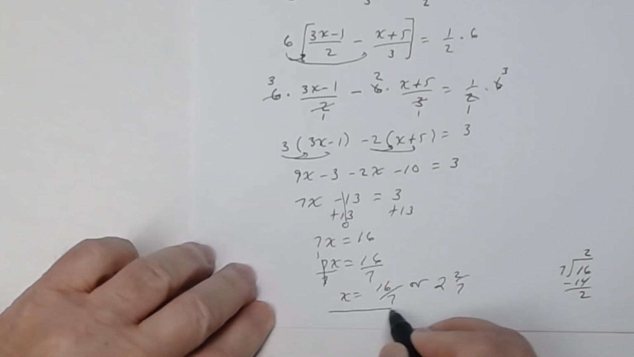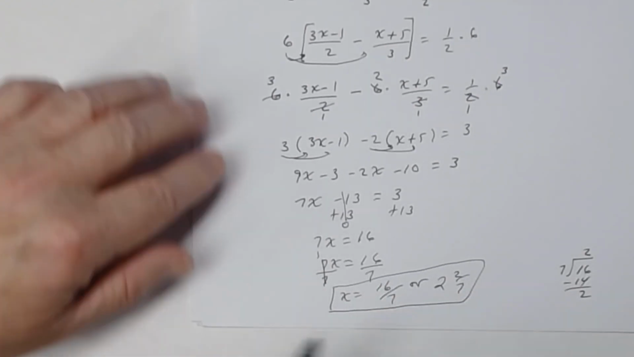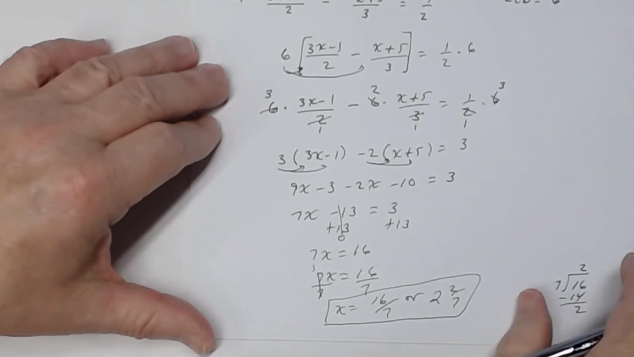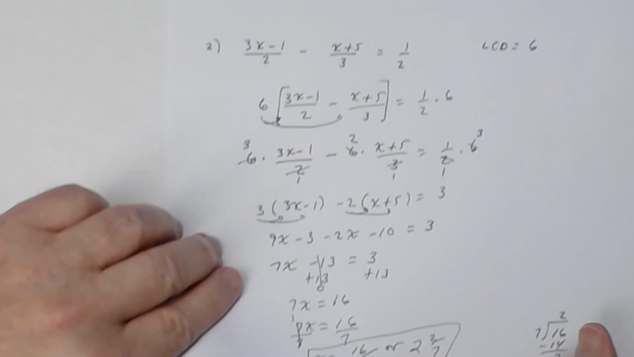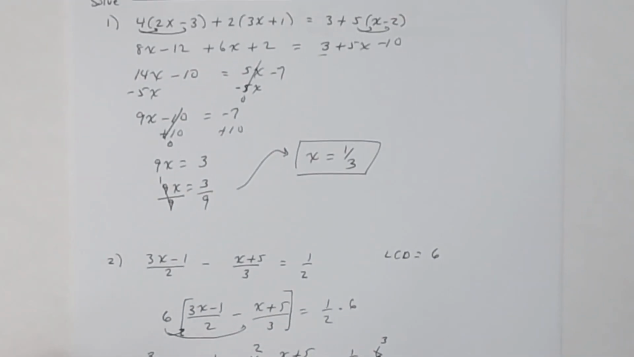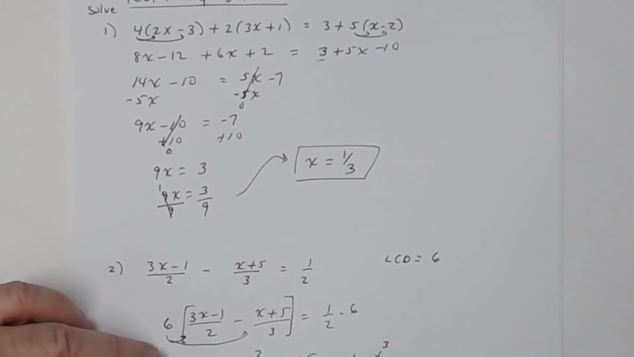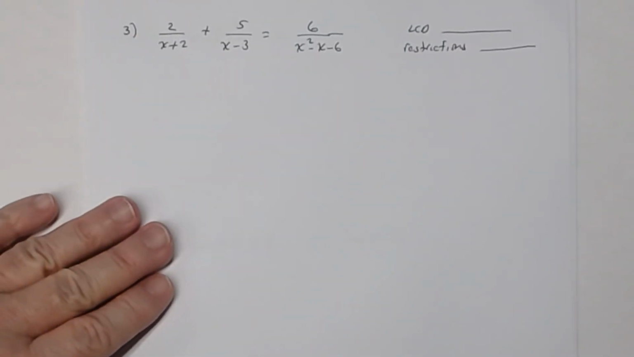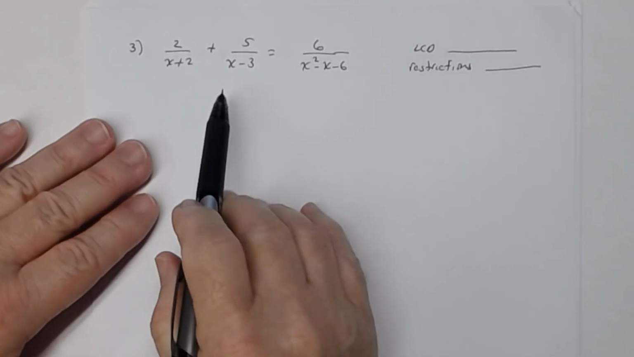So either one's fine. But notice the work you have to show. All right, so show work to get all your points. All right, so that was number 2. Now number 3, we have this rational equation this time.